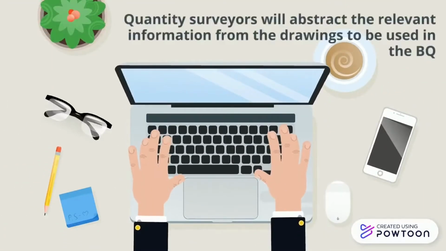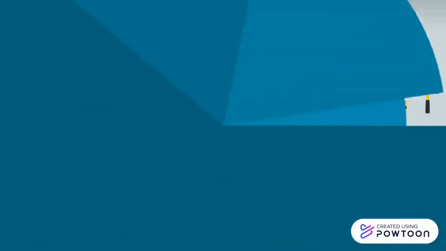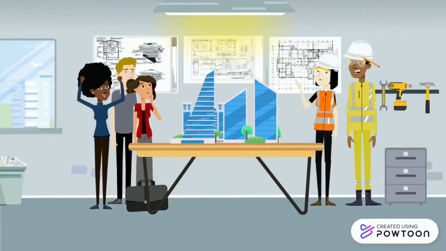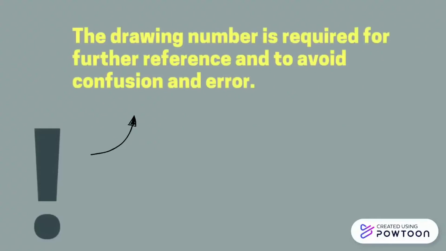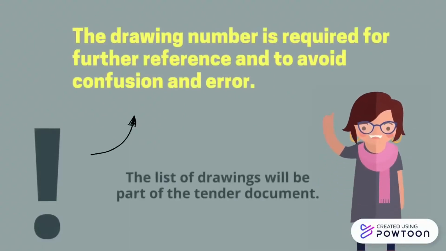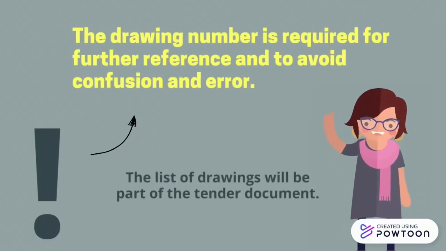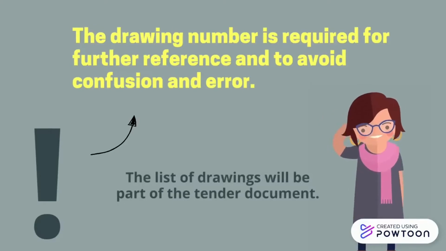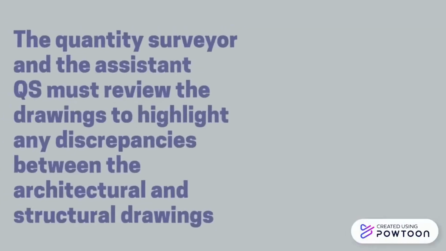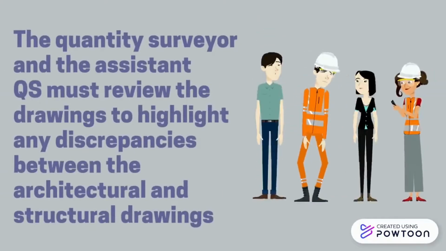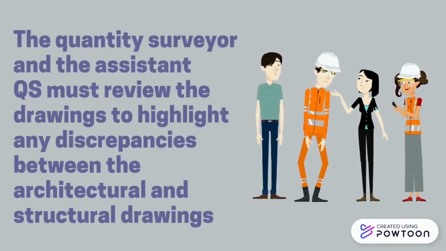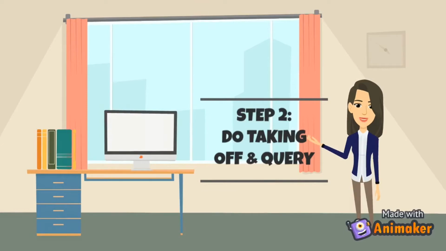Quantity surveyors will then abstract all the relevant information from the drawings to be used in the BQ. Remember that the drawing number is required for further reference to avoid confusion and error. The list of drawings will be part of the tender document. The quantity surveyors and assistant quantity surveyors must review the drawings to highlight any discrepancies between the architectural and structural drawings. Step 2. Do taking off inquiry.